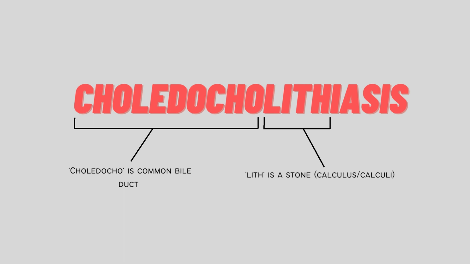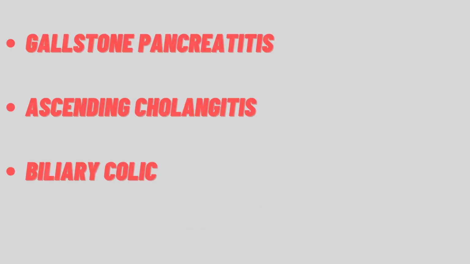Choledocholithiasis. Let's break this word down again. Choledochol means common bile duct. Lith means a stone. From this, we can assume that there is a stone in the common bile duct, which is correct. Choledocholithiasis is an obstruction of the CBD. Other biliary pathologies we will talk about in this video are gallstone pancreatitis, ascending cholangitis, and biliary colic.